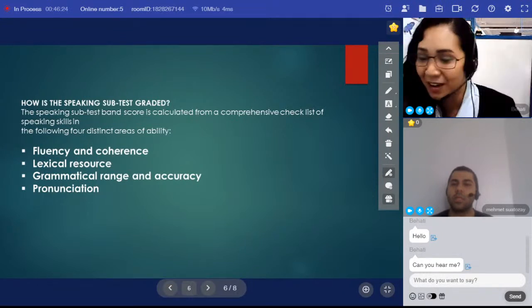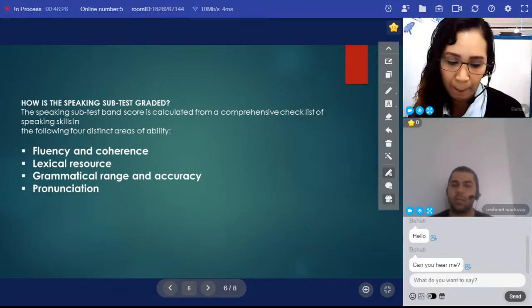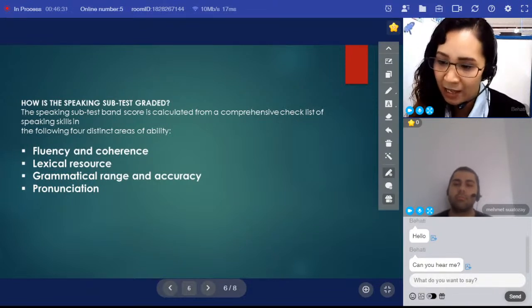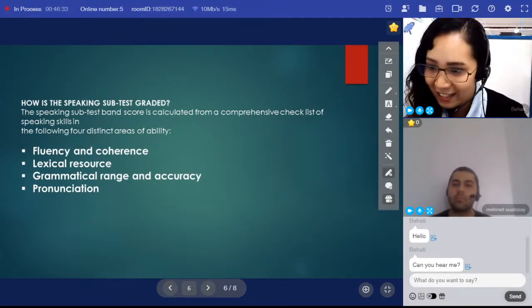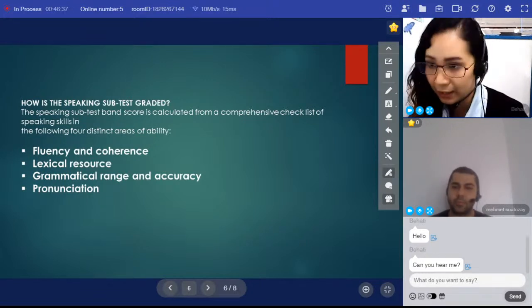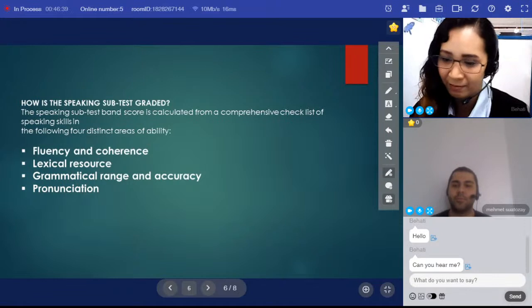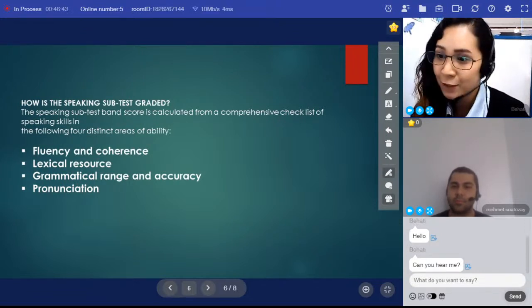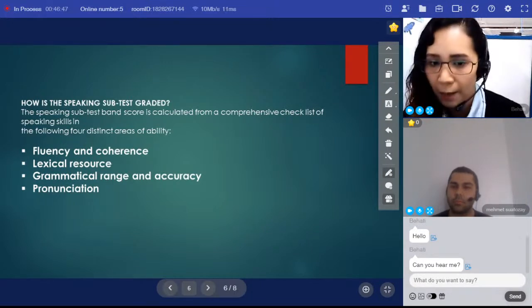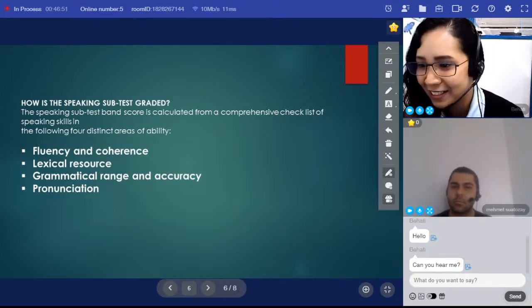How can I find that chart on the internet? You could just search it up on the internet: IELTS speaking test band descriptor, or I could give you a link after. Thank you. So this is something I ask my students because they have their own preferences. Would you like me to talk about the negative first or the positive? Negative first.